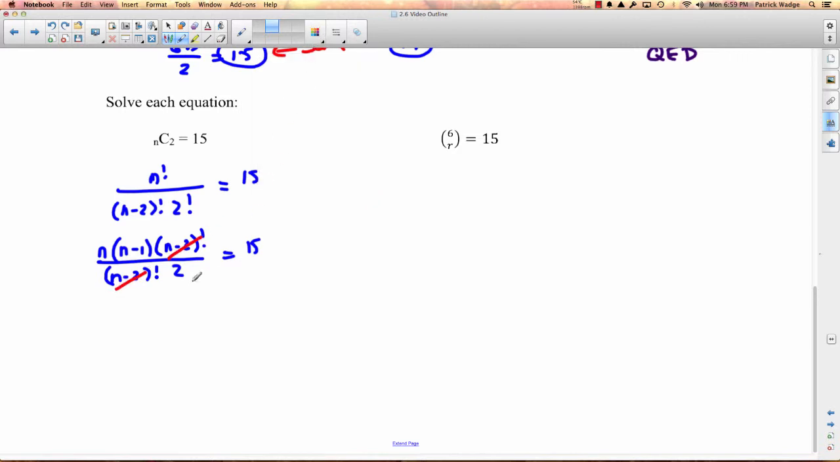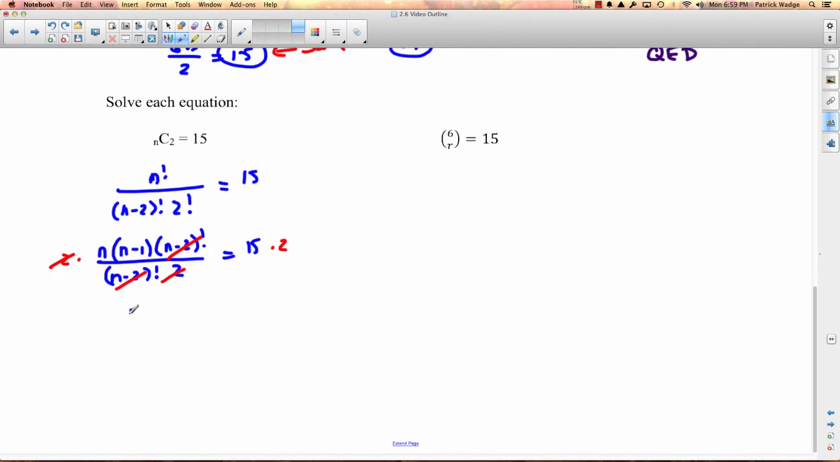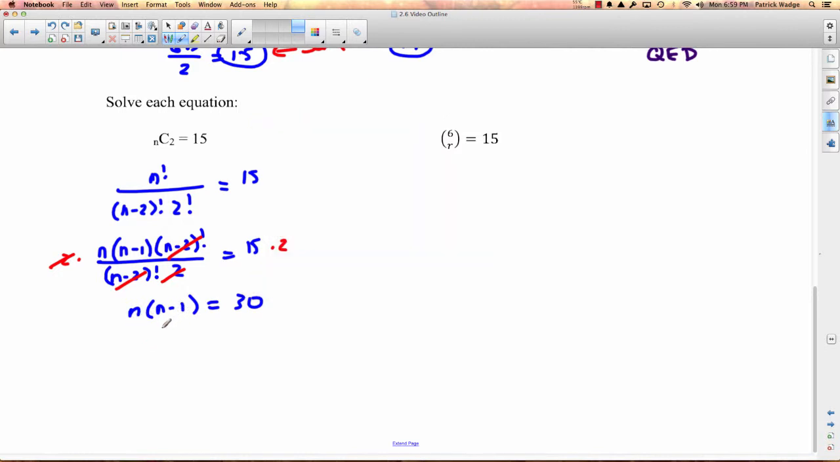What should I do with the 2? Why don't I multiply both sides by 2? Multiply this side by 2, multiply this side by 2. These 2's will cancel. So what I'm left with now is n times n minus 1 equals 30. Okay, at this point you could use guess and check, right? You could put a number in for n. I'm going to put 5, and 5 minus 1 is 4, and 5 times 4 is 20. Well, it didn't work, but I'm pretty close. I could probably get it in another 3 seconds or something.